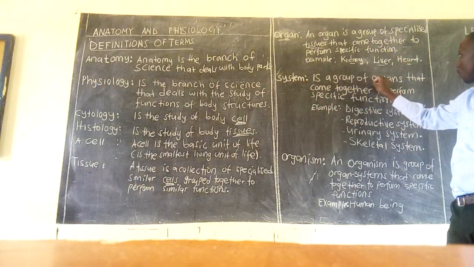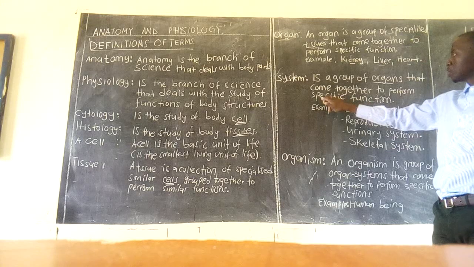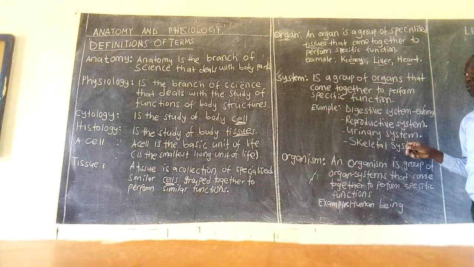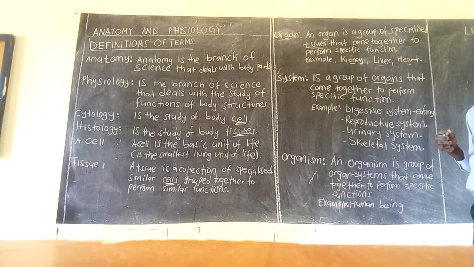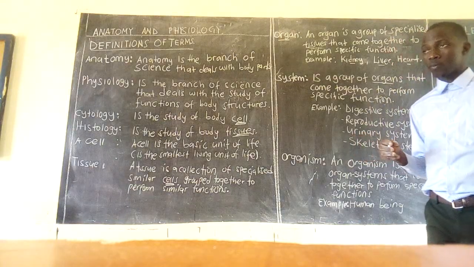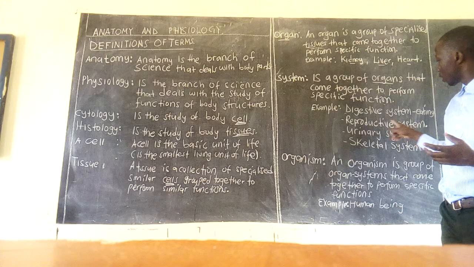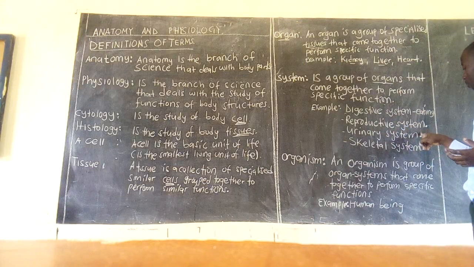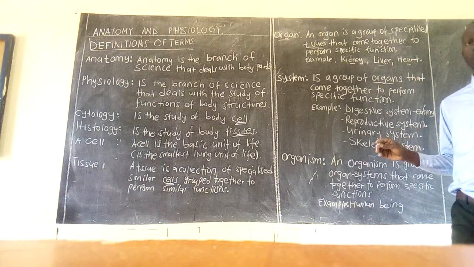When it comes to systems, a system is a group of organs that come together to perform specific functions. Here we expect various organs to come together to perform specific functions. So when more than one organ comes together, they form a system. Examples of such systems in our body are the digestive system, the reproductive system, the renal system, the skeletal system, just to name a few, but there are various body systems.